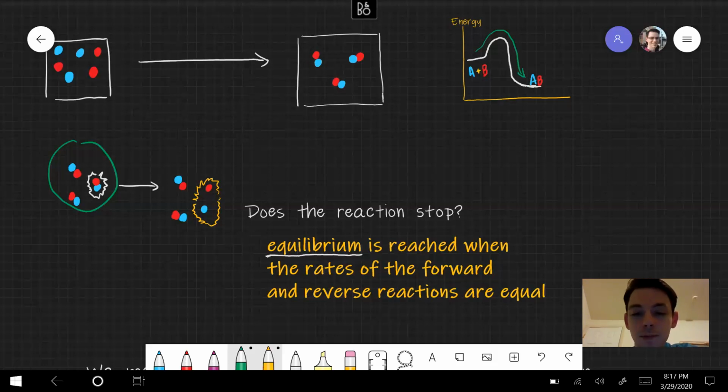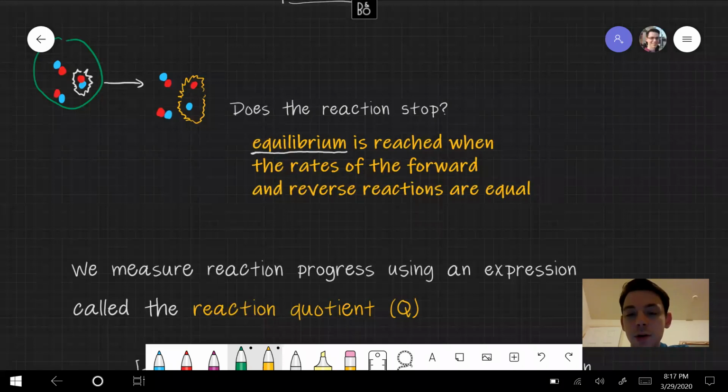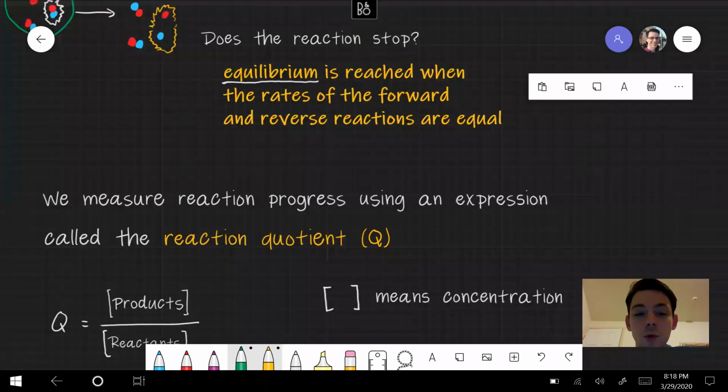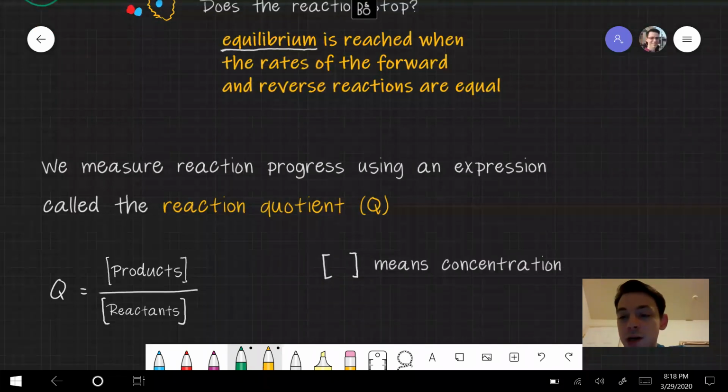So let's look at how we actually can measure how far a reaction has progressed then. If we're not talking about reactions just proceeding from reactant to product and stopping, one way we can measure reversible reactions is using an expression called the reaction quotient. I started this because I said this is one of the more challenging parts of this introductory lesson.